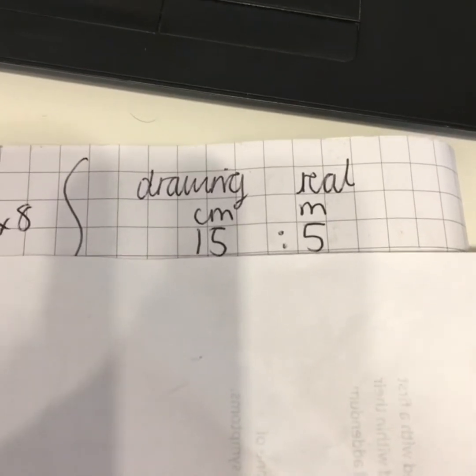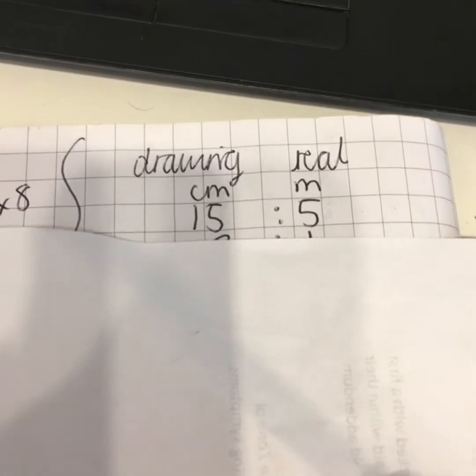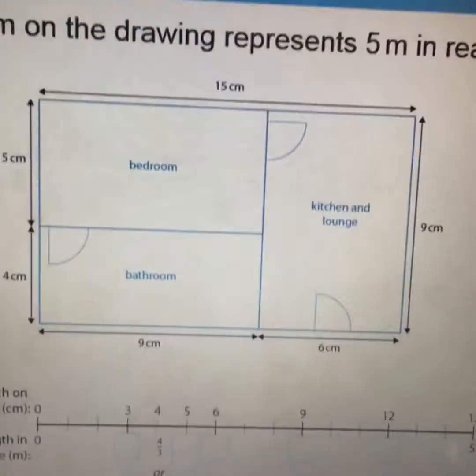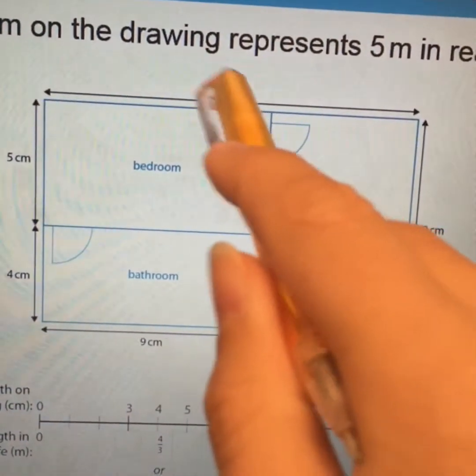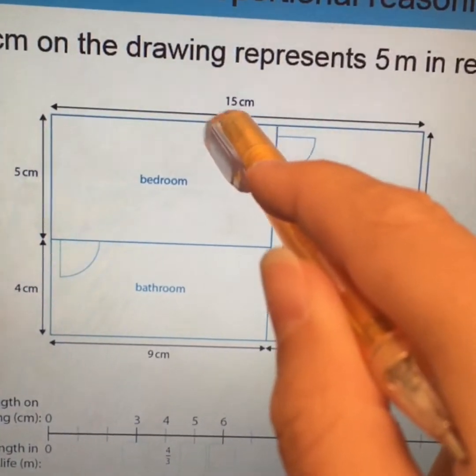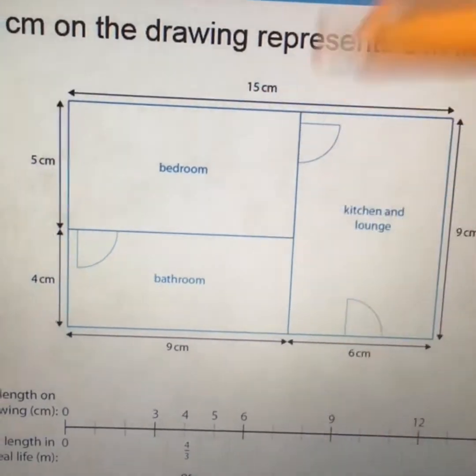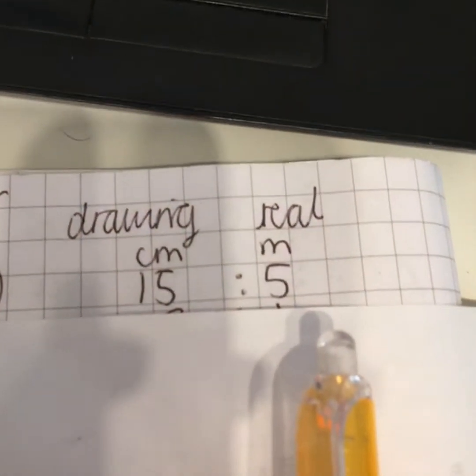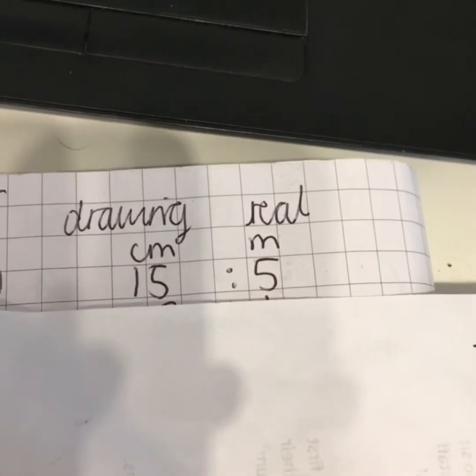Right, let's simplify this. To be fair, there is one straight away that you know the answer to. Which one could you label straight away? Well, this one here is 15 centimetres, and 15 centimetres represents 5 metres. So this one is nice and easy. This one is 5 metres. Right, now let's simplify. How can you simplify these? Well, they both divide by 5.